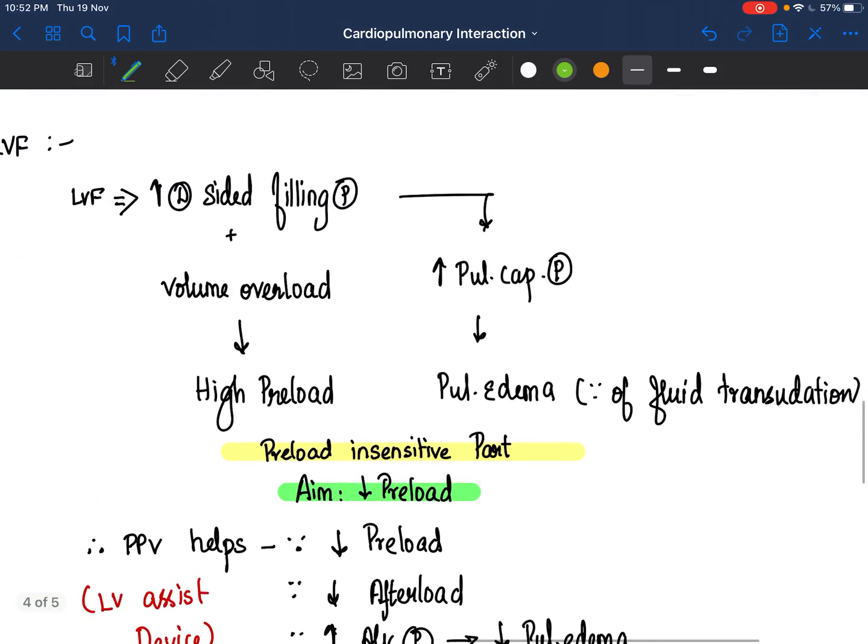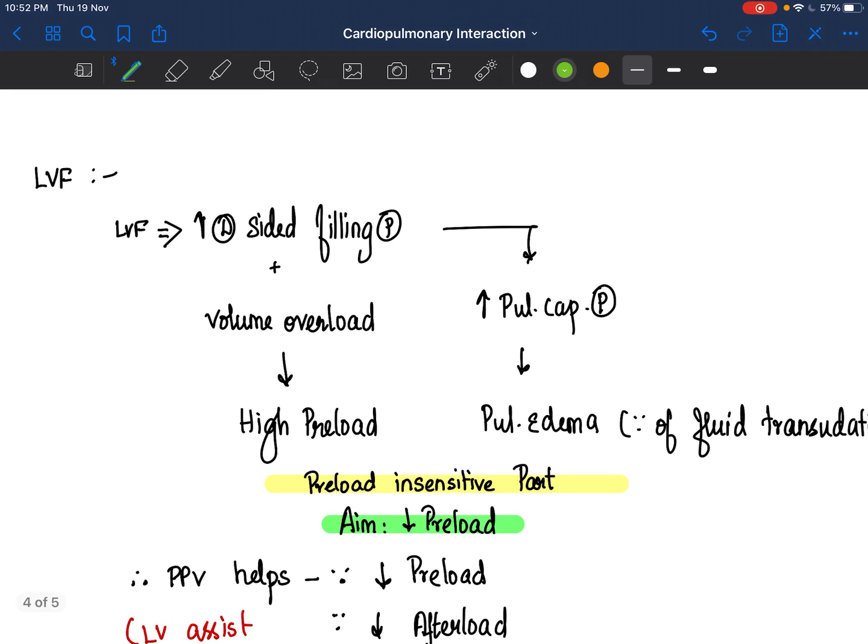Next, imagine a situation where you have left ventricular failure. This is something we come across, right? A patient who is in sepsis, multi-organ dysfunction syndrome, has poor cardiac contractility. So, in this situation, there is increased left ventricular filling pressure and a volume overloaded state for the patient. Volume overload means there is high preload. Increased left sided filling pressure means back pressure, increased pulmonary capillary pressure meaning increased hydrostatic pressure, resulting in transudation of the fluid resulting in pulmonary edema, right.